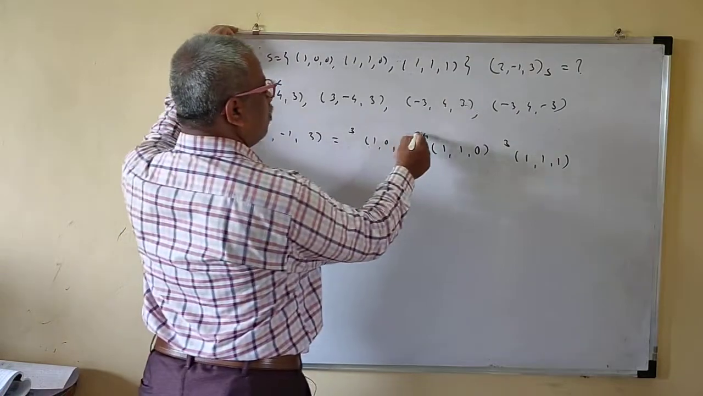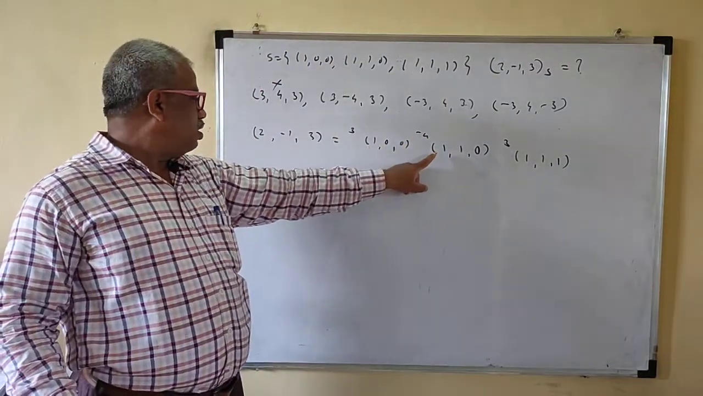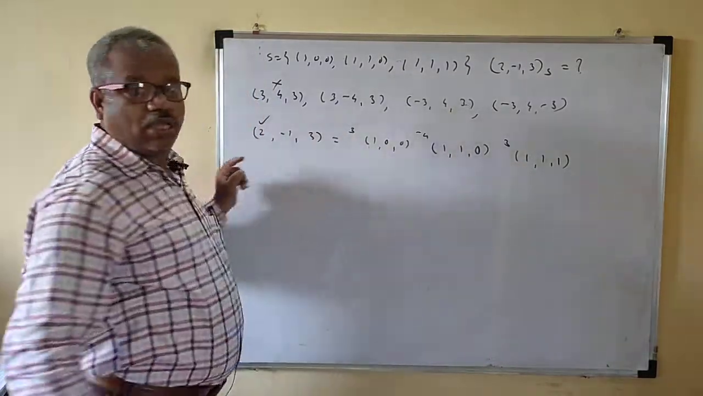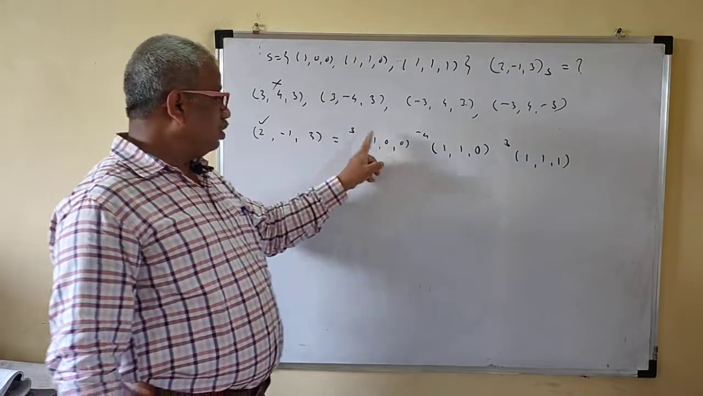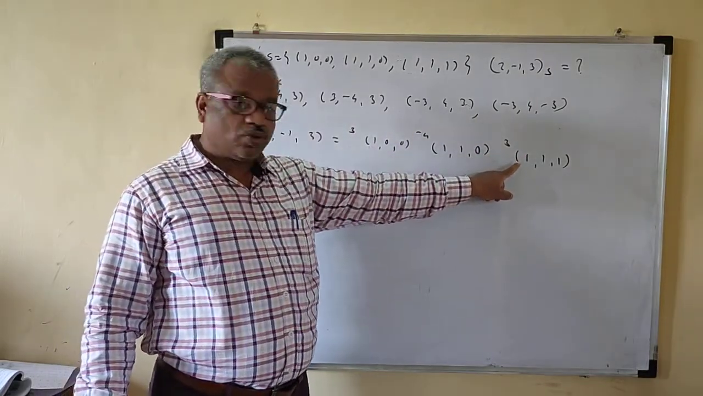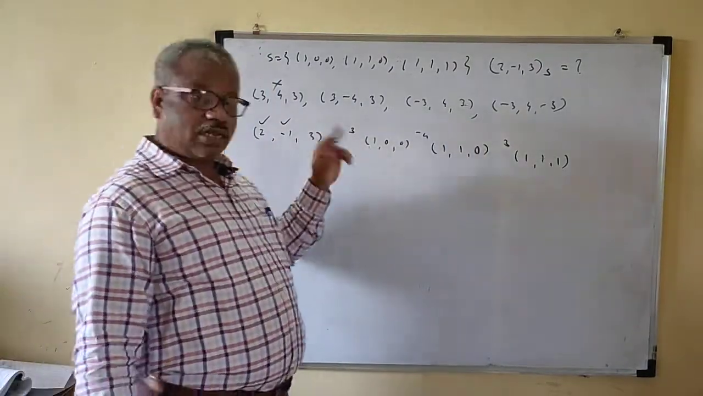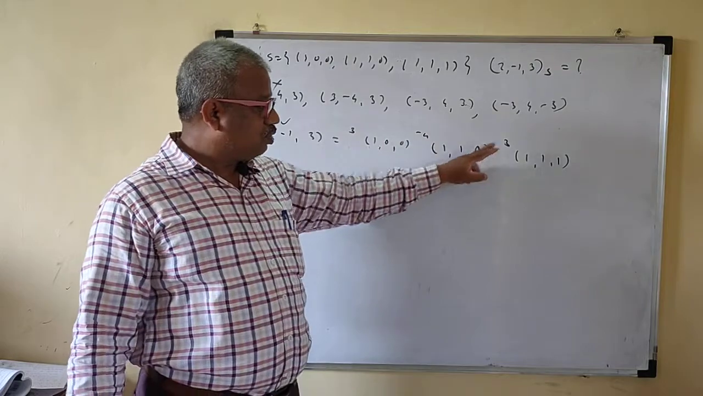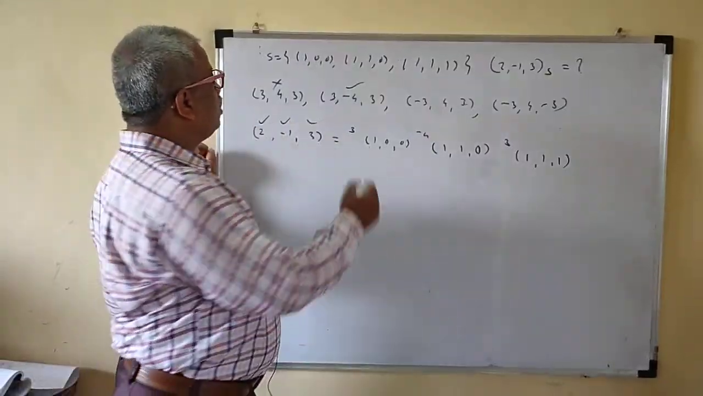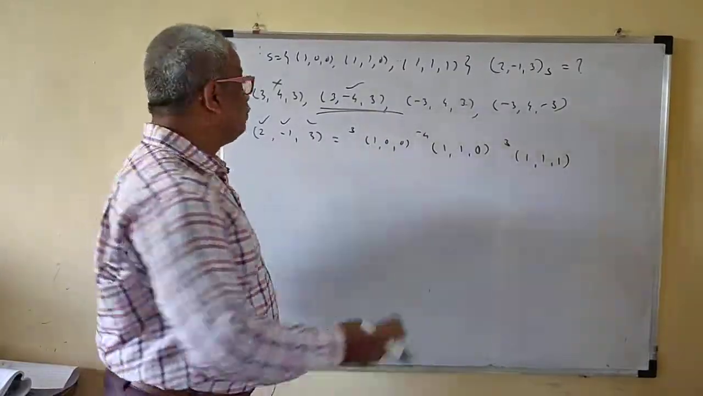Then (3,-4,3). For the first component, 3 minus 4 is minus 1, plus 3 is 2. So we get 2. Next component: minus 4 plus 3 is minus 1. And for the third component, it is 3. So this works. This is your coordinate vector.